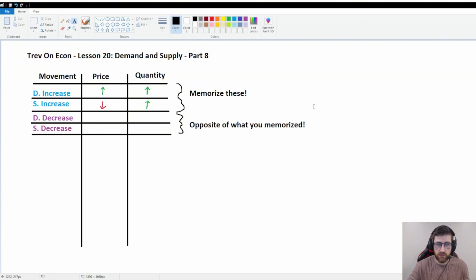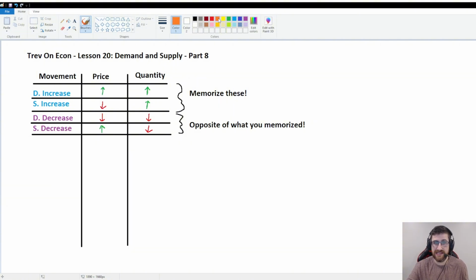Right? So if I know that demand increase is up, up, I know demand decrease without thinking is down, down. And then if supply increases down, up, supply decreases up, down. So see, I've just done the opposites. I flipped them. Okay. Not so bad.